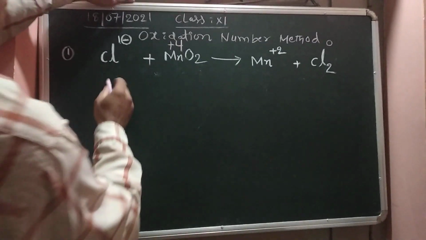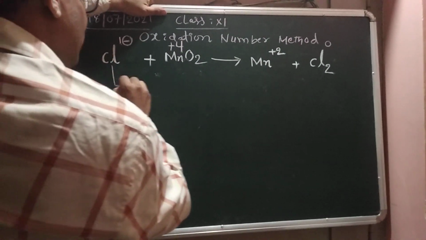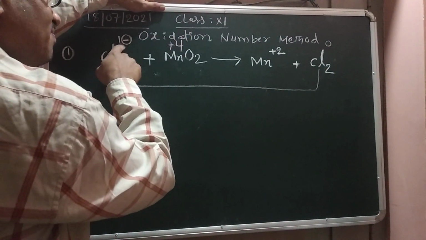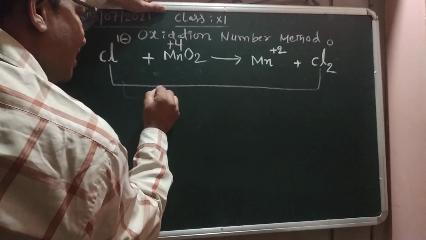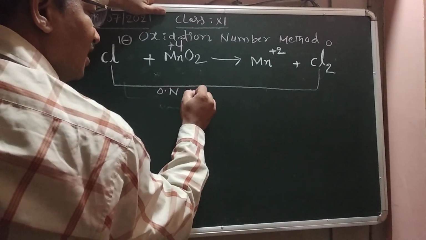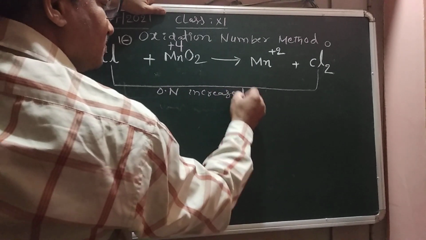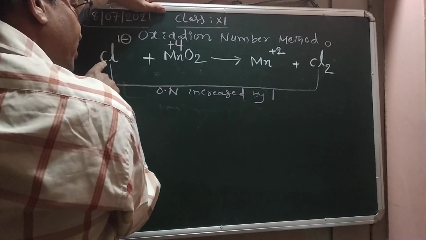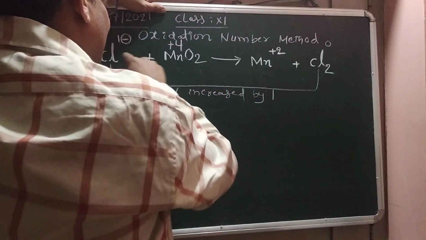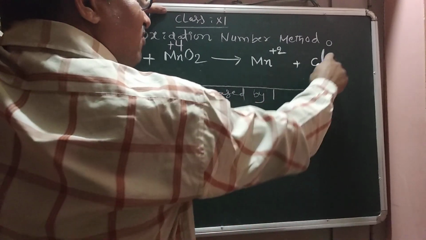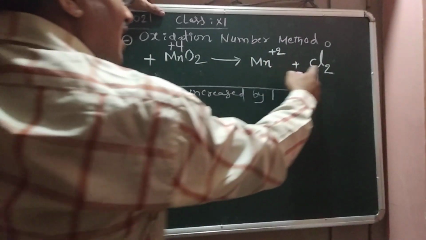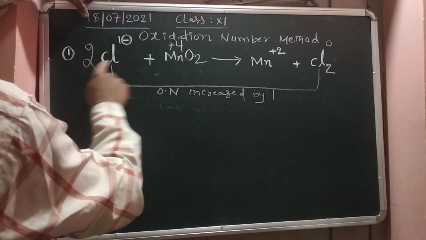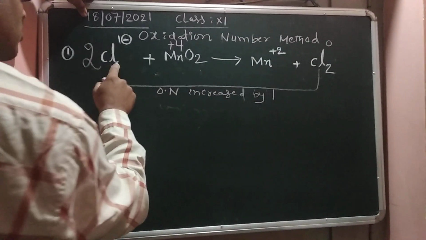And see here what happened. Chlorine goes from minus 1 to 0. Oxidation number increased by 1 for each chlorine. Now I am taking one chlorine atom, the oxidation number is increased by 1. As Cls are not balanced, what will I do? I will add 2 Cl minus, so that this side also Cl2, this side also Cl2.